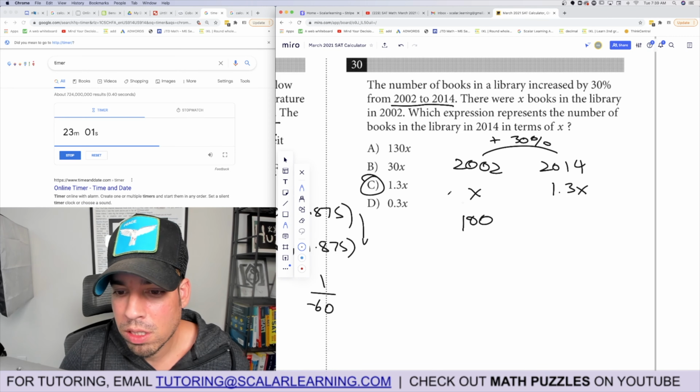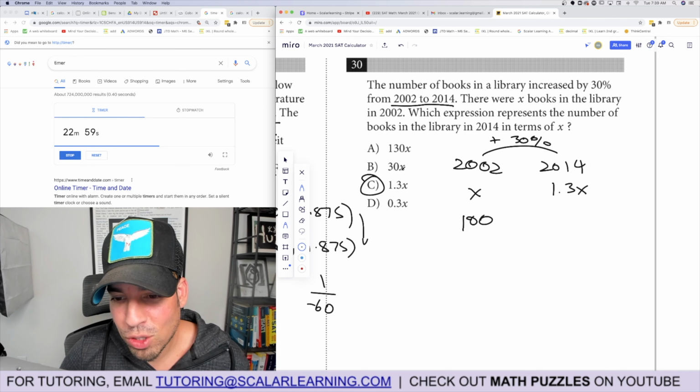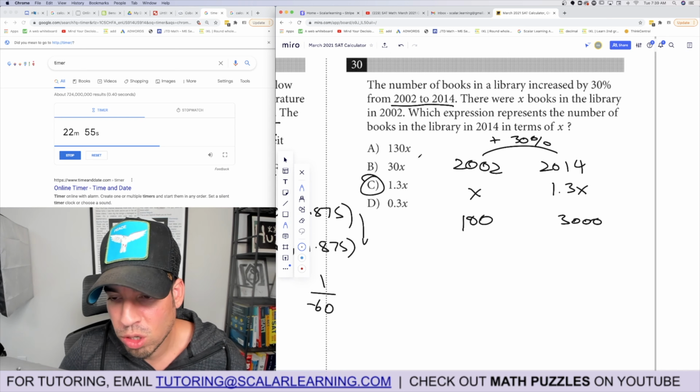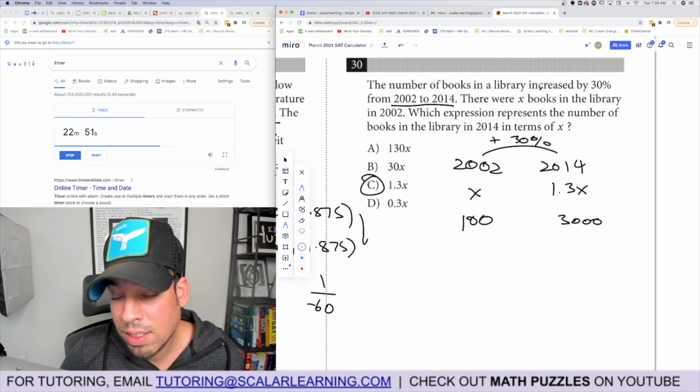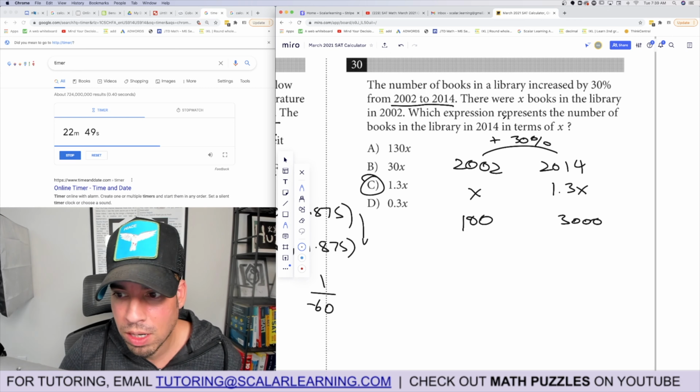If you have 100 books, if this is the amount in 2014, it would be 3,000. That makes no sense. That's not a 30% increase. It didn't say per year, so 30% total.